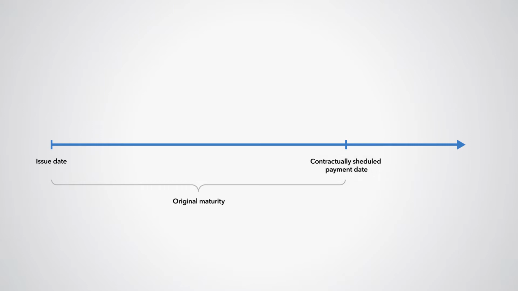Let's talk about the maturity of debt instruments. Original maturity is the period from the issue date until the final contractually scheduled payment date. Remaining maturity, or residual maturity, is the period from the reference date, the balance sheet date, until the final contractually scheduled payment date. We can use a three-way classification to derive debt statistics on both original and remaining maturity bases.